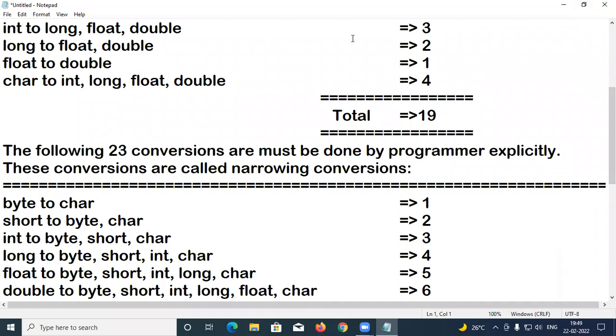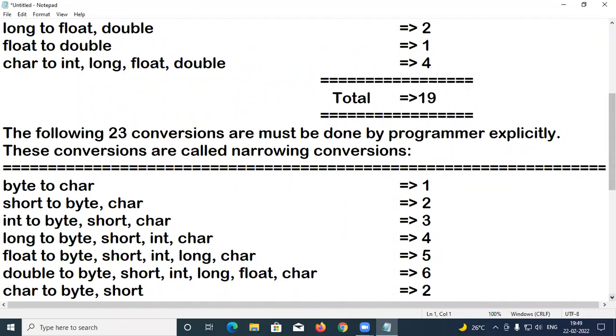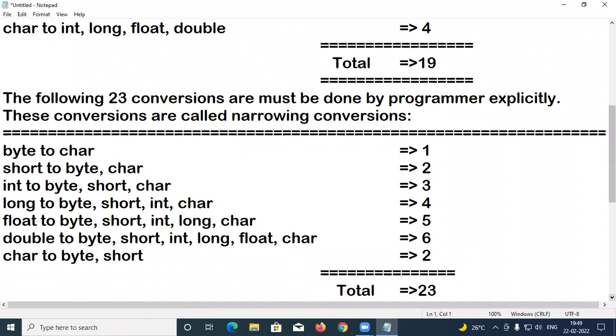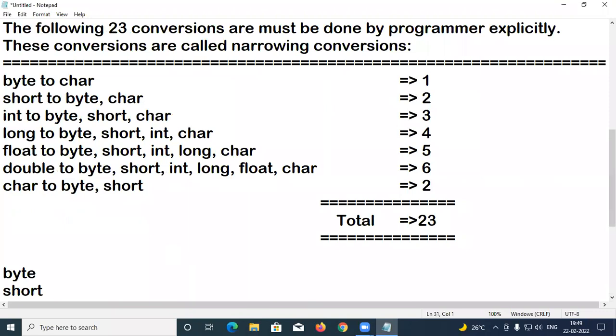19 conversions are automatically done by the system. 23 conversions must be done by the programmer explicitly. Over.